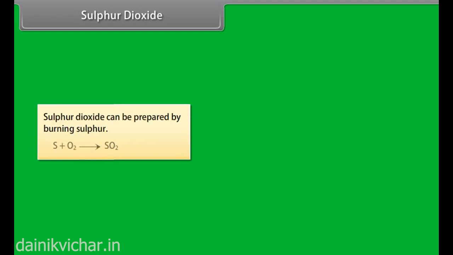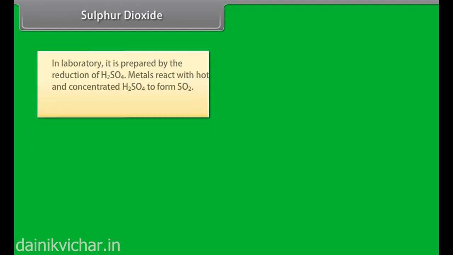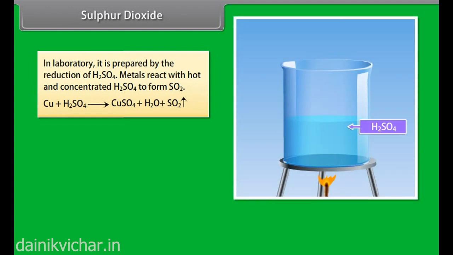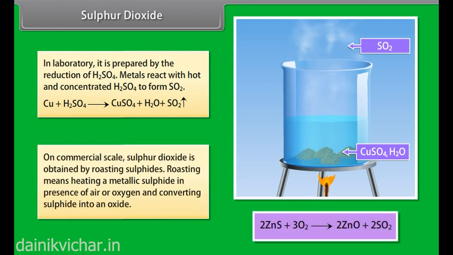Sulfur dioxide. Sulfur dioxide can be prepared by burning sulfur. In laboratory, it is prepared by the reduction of H2SO4. Metals react with hot and concentrated H2SO4 to form SO2. On commercial scale, sulfur dioxide is obtained by roasting sulfides. Roasting means heating a metallic sulfide in presence of air or oxygen and converting sulfide into an oxide.